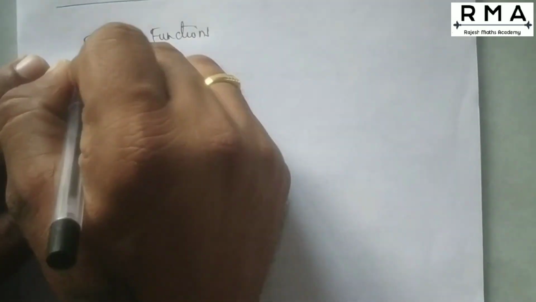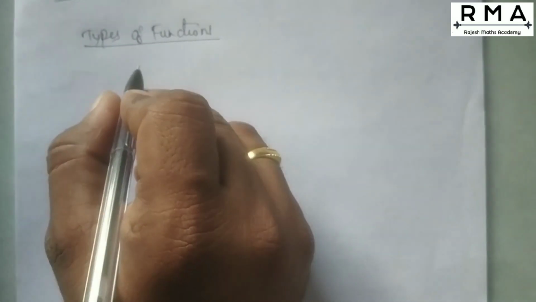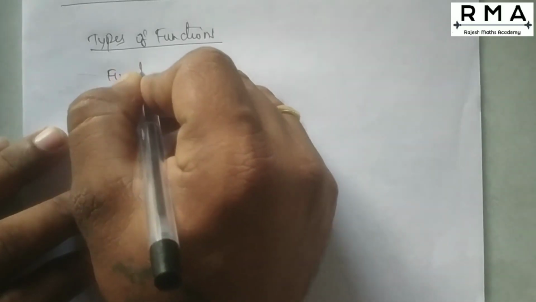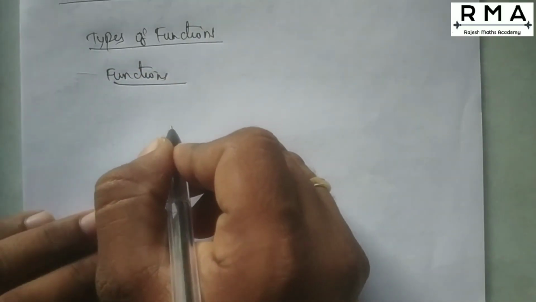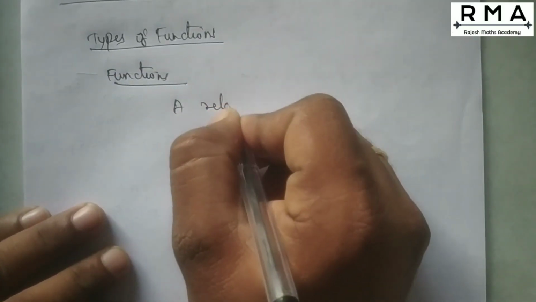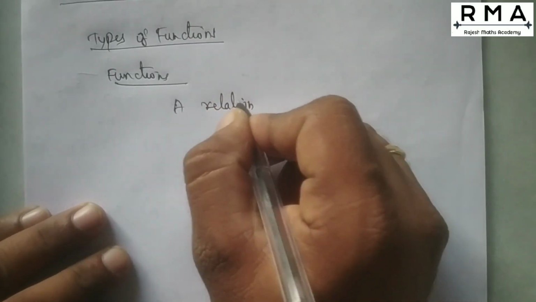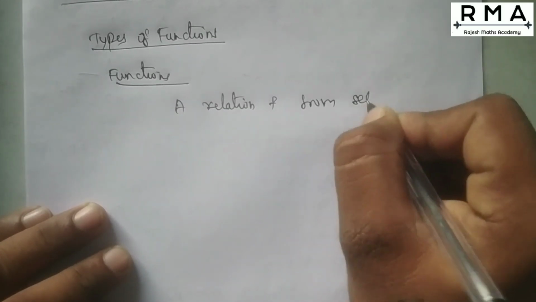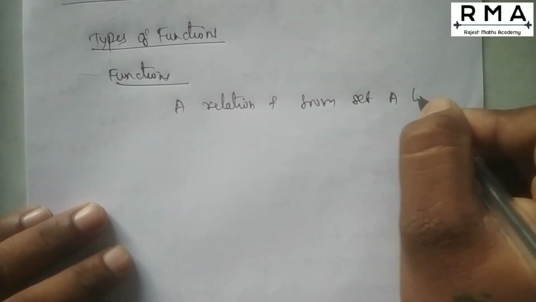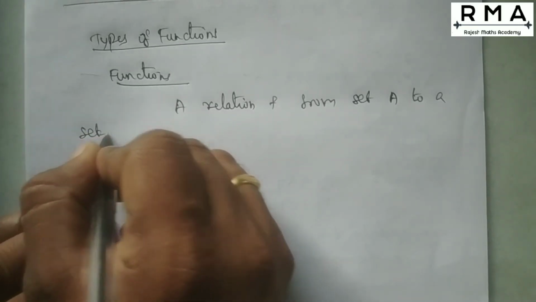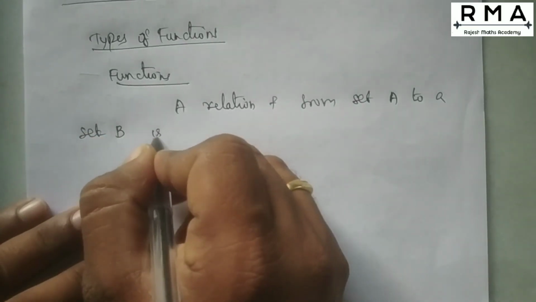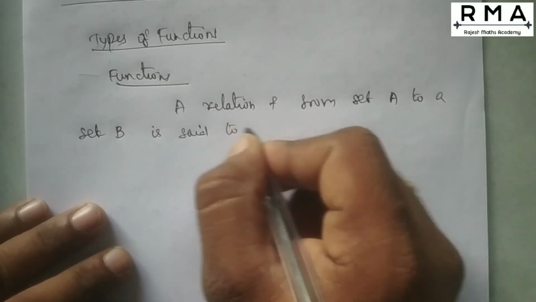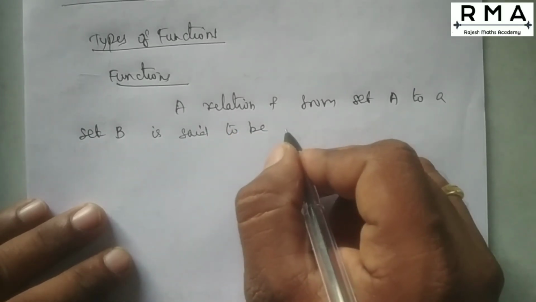Before entering this chapter, we have to know what a function is. Clear? So, what is a function? We will see the definition of functions first. I am taking a relation f from a set A to a set B.